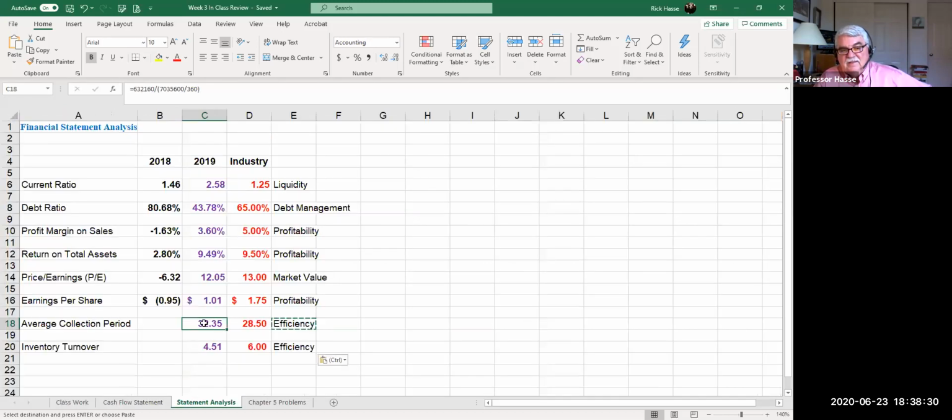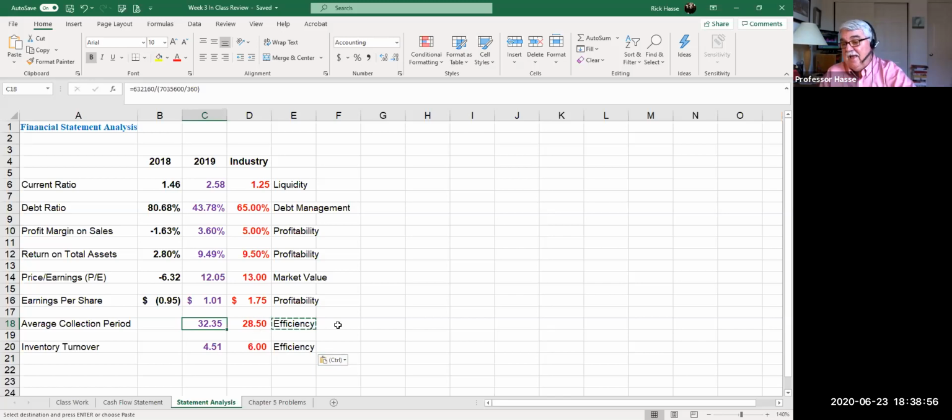So if I take the beginning accounts receivable balance and divide it by sales divided by 360 days in a year, I get my average daily sales. My receivable collection period for 2019, I averaged about a little bit over 32 days to collect my receivable. The industry average was about 28 and a half.